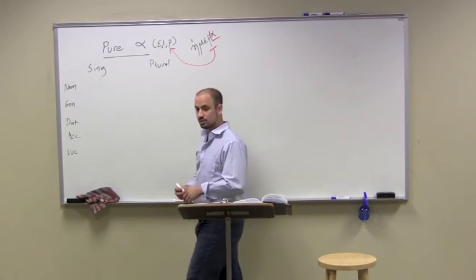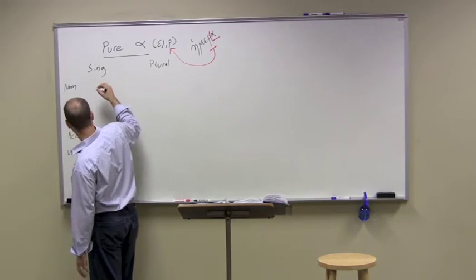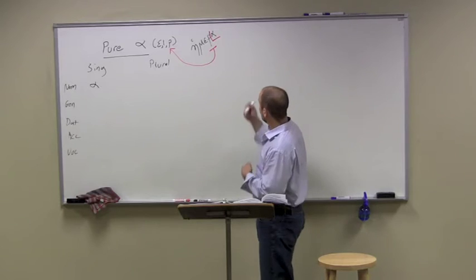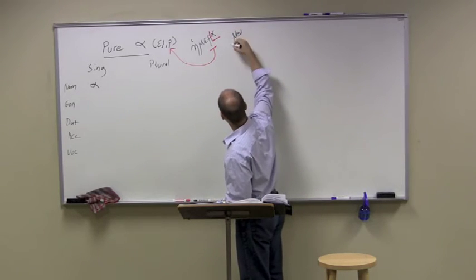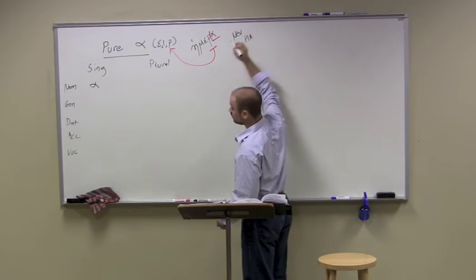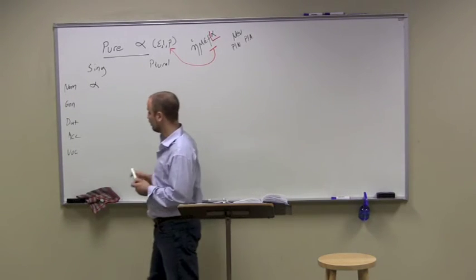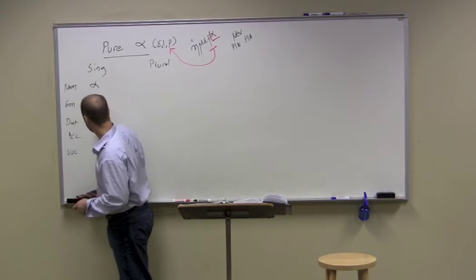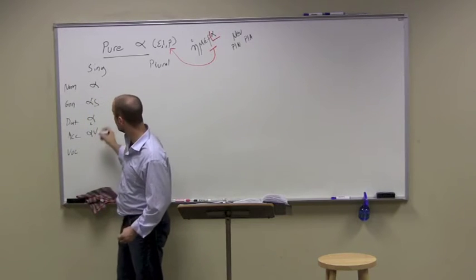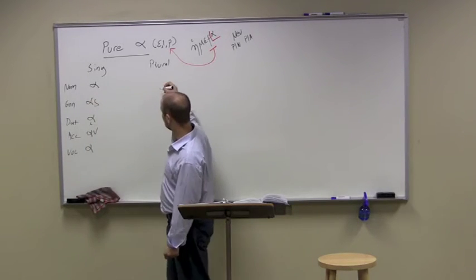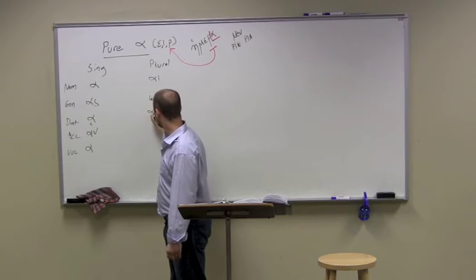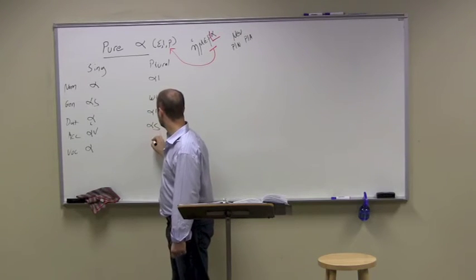Your pure alpha endings: in the nominative, alpha. This will come in conflict, obviously, with your neuter plural nominative and plural accusative, the alpha. Be aware of that. Then genitive is as, dative is a, accusative is an, vocative is the same, a. Your plural is ai, on, ais, as, ai.